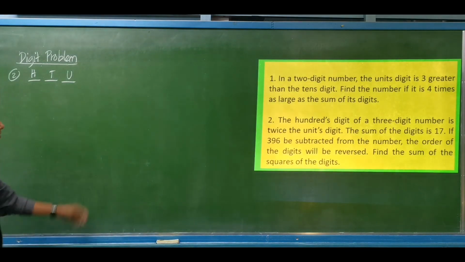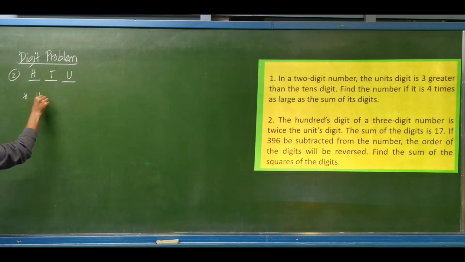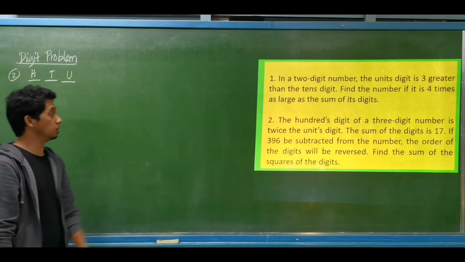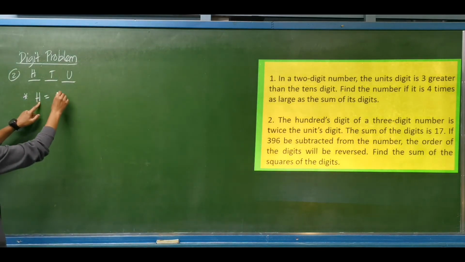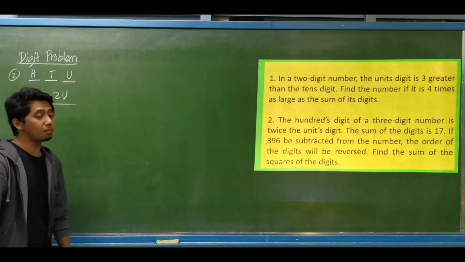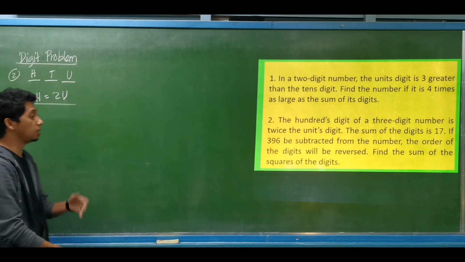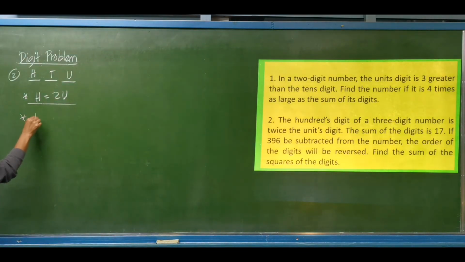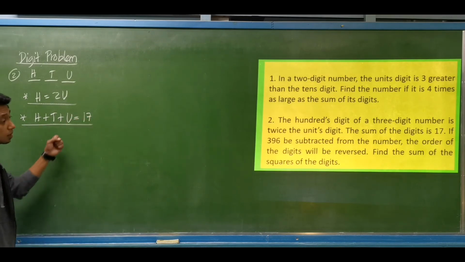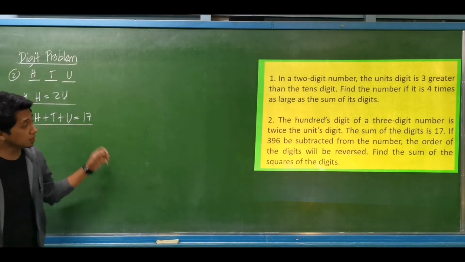So on the first statement, the hundreds digit of a 3-digit number is twice the units digit. So this is h equals twice the units digit. That will be our first equation. Then we have the sum of the digits is 17. So if we sum up h plus t plus the units digit, it should be equal to 17. So that is another part of the solution.